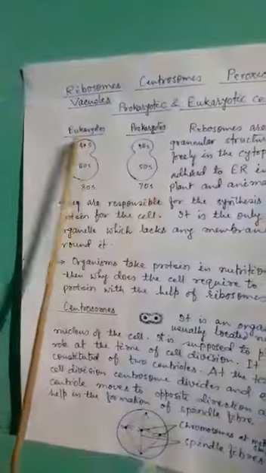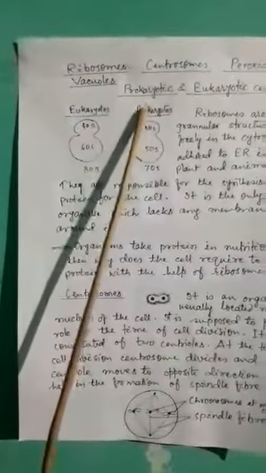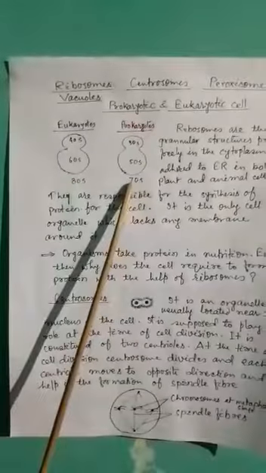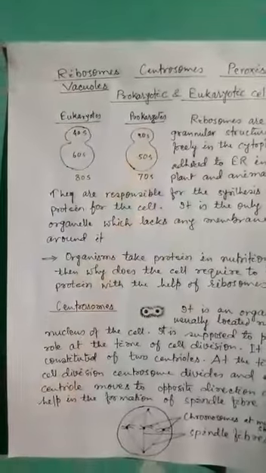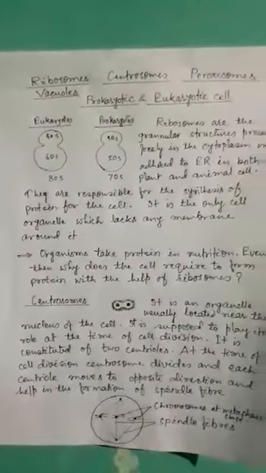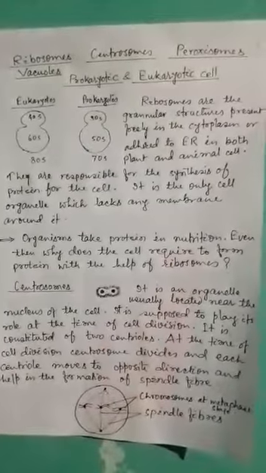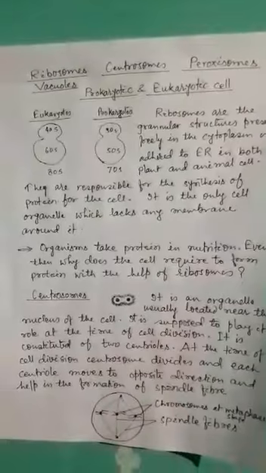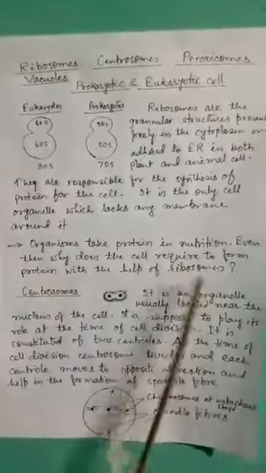In the 80S ribosome, the smaller subunit is 40S and the larger subunit is 60S, whereas in prokaryotic cell, the 70S ribosome has the smaller 30S subunit and the larger 50S subunit. This is all about ribosome, but one very important question arises here. Organisms take protein through nutrition. Protein is taken by every organism during the course of its nutrition. Even then, why does the cell require to form protein with the help of ribosome? This is a very important question.